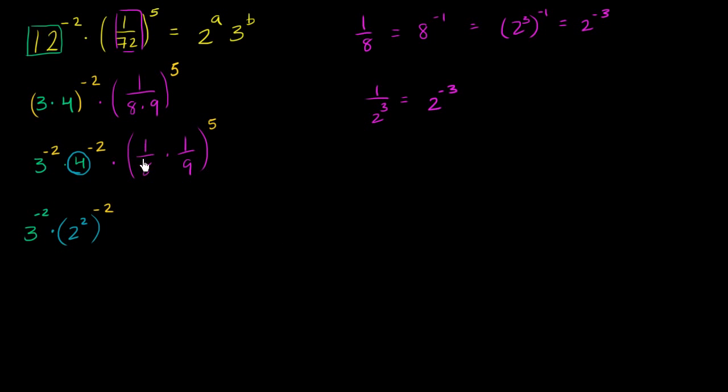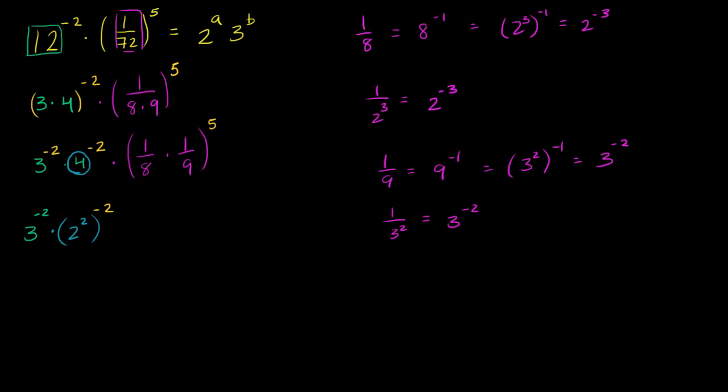So 1/8 is 2 to the negative 3rd power. And by that same logic, 1/9 is equal to 9 to the negative 1 power. Or you could view it as 1 over 3 squared, which is equal to 3 to the negative 2. And these, once again, are consistent because 9 is 3 squared, and you're raising it to the negative 1 power. So once again, that's 3 to the 2 times negative 1, 3 to the negative 2 power.